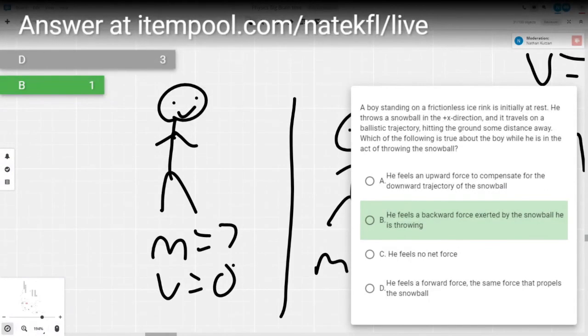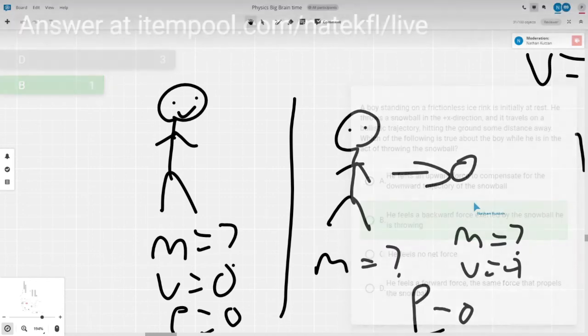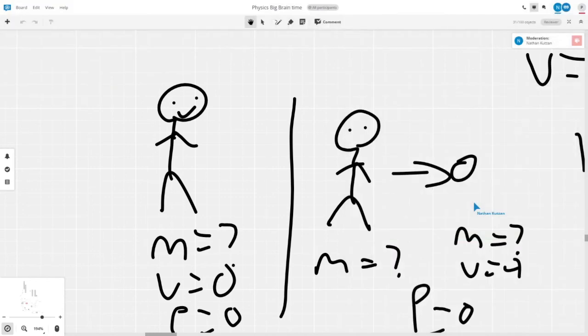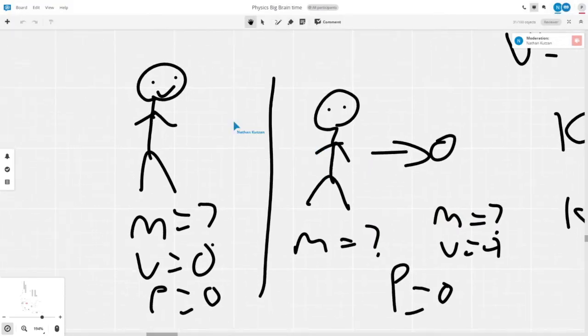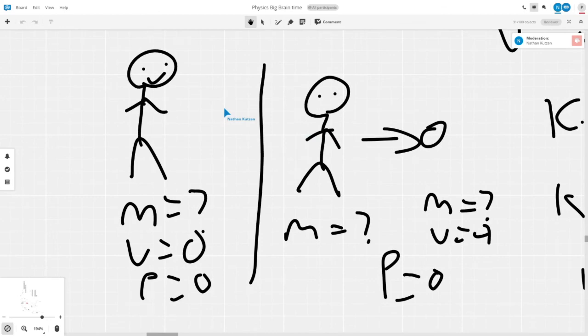And remember that momentum is conserved. So momentum over here was 0. And momentum over here has to be 0. But the ball has non-zero momentum because it has some mass and it has some velocity. The person has the same mass, but in order for the total momentum to be 0, this person has to have a negative momentum. So he has to now have a negative velocity.